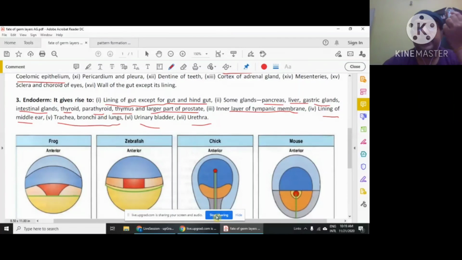Today is a very short class, and I finished one chapter. This is the fate of germ layers. I will send this note, and then in the next class I will continue. Tomorrow I will not be able to take any class.